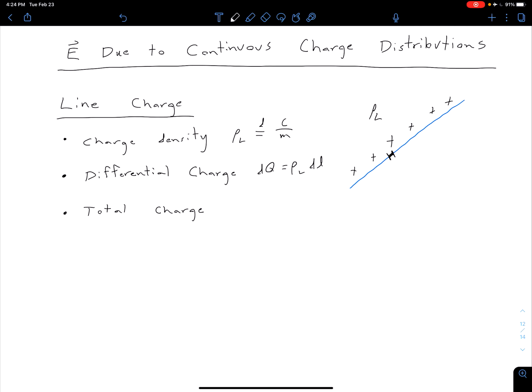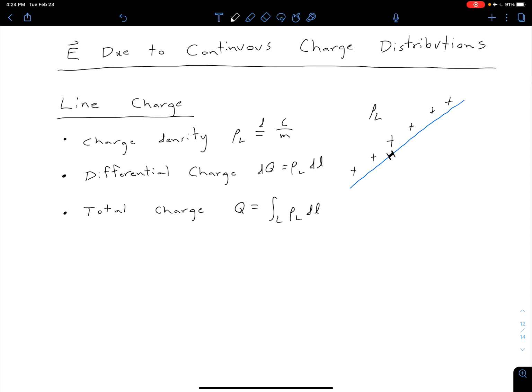What you can see we're working up to with this is that ultimately we're going to be setting up and evaluating integrals. If we have some finite line, or in general we could have an infinite line, and we'll talk about that a little later, we can talk about the total charge Q on that line, which is just the integral over the line of the charge density times dL. So it's the integral of that differential charge over the entire line.